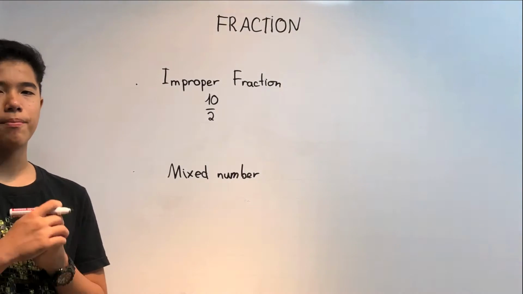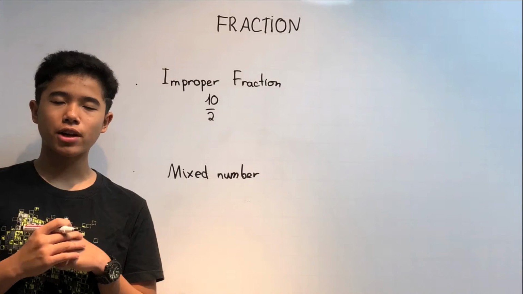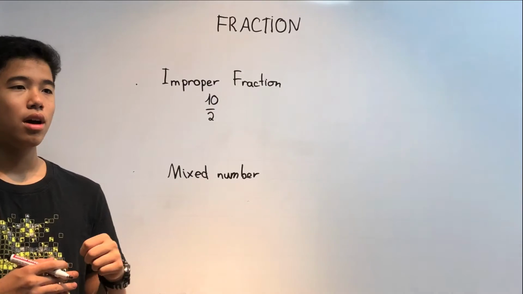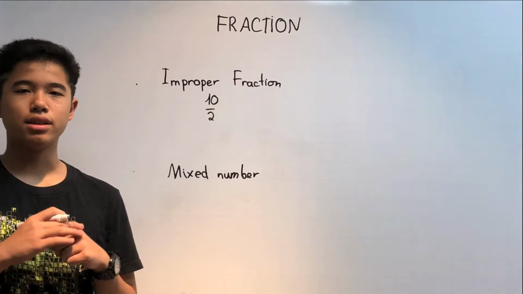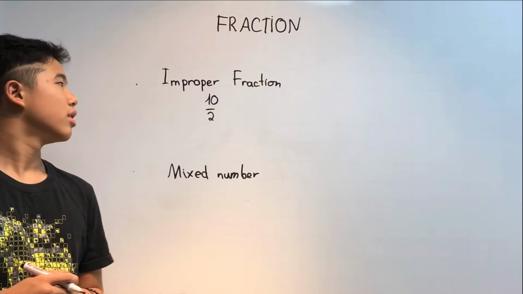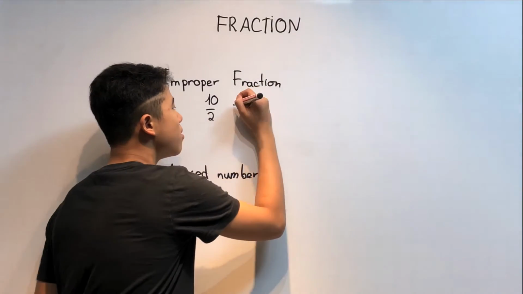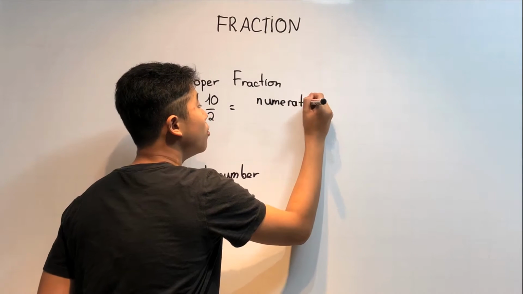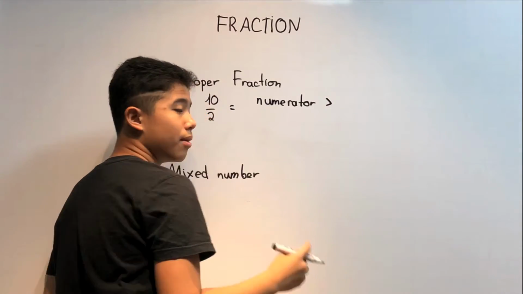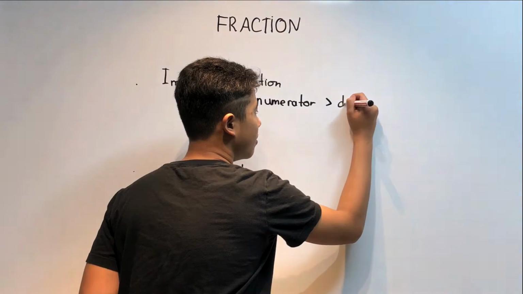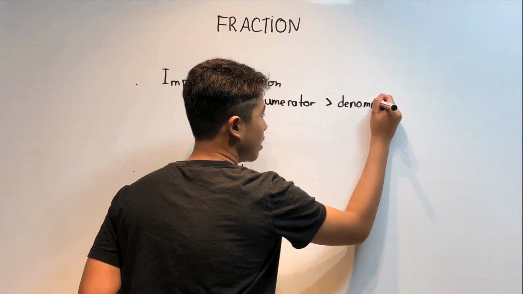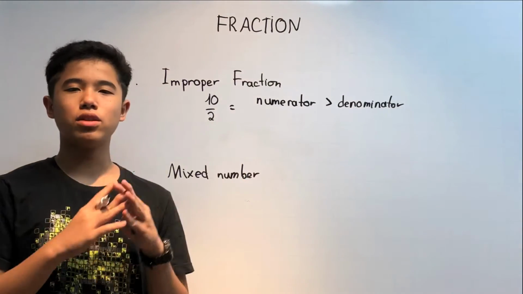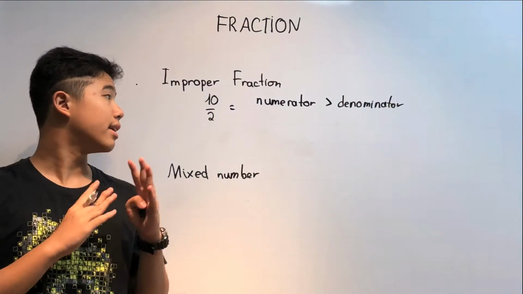Let's move on to improper fraction. Improper fractions are fractions that have the numerator bigger than the denominator. So 10 is the numerator. The improper fraction always has the numerator bigger than the denominator. So remember that the numerator is always bigger than the denominator.